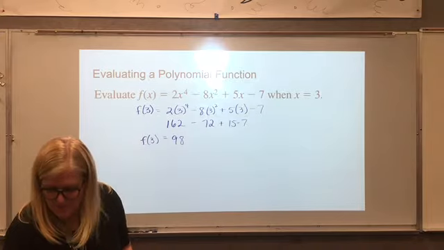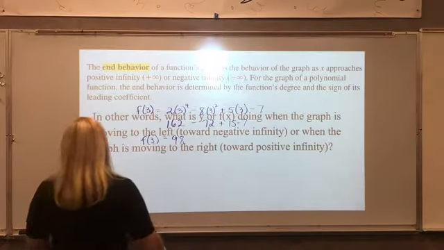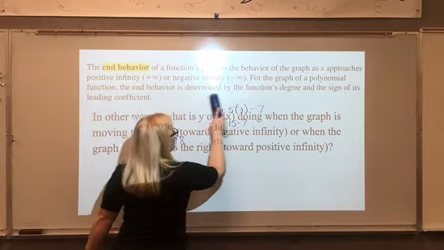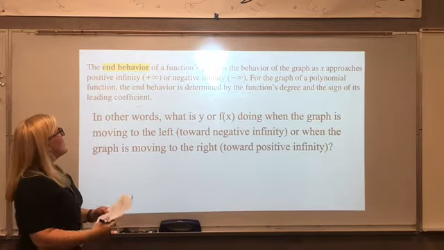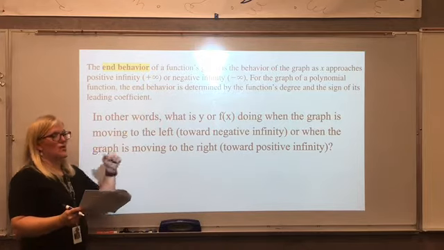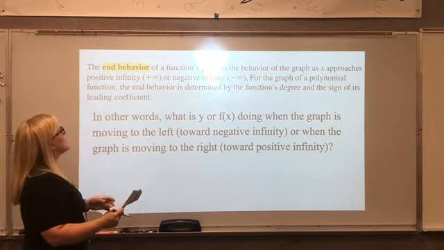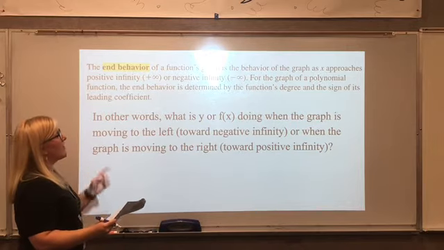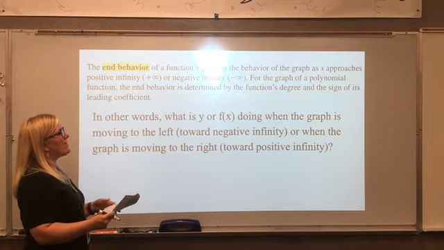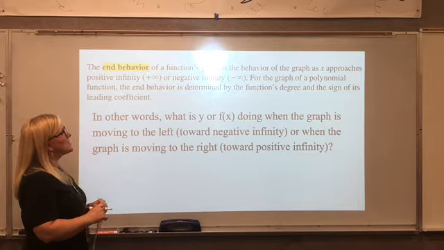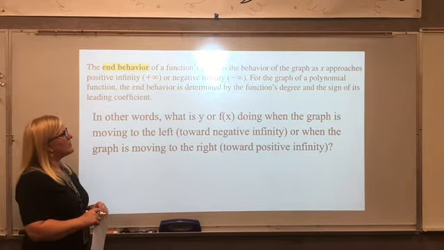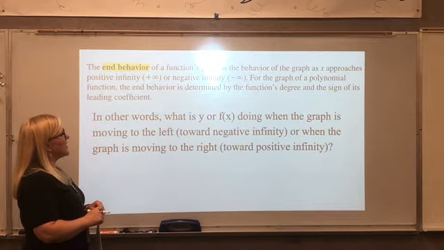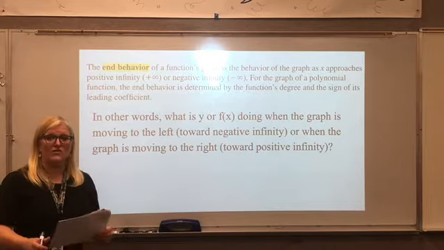All right, so this next part will be new. And I included what was in the book, and then I wrote this in my own words. You don't have to write this down unless you really want to. It is in your book. It says the end behavior of a function's graph is the behavior of the graph as x approaches positive infinity or negative infinity. For the graph of a polynomial function, the end behavior is determined by the function's degree and the sign of its leading coefficient.